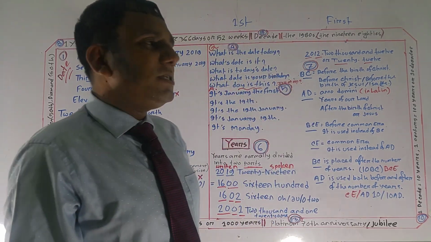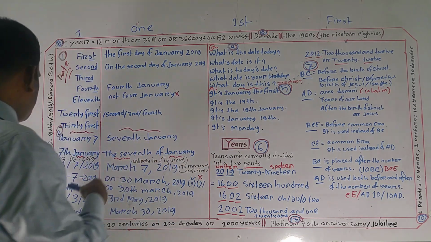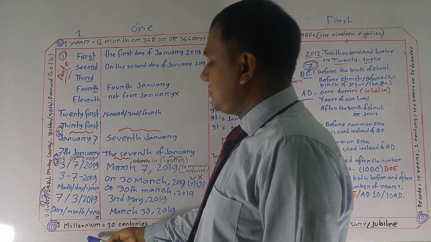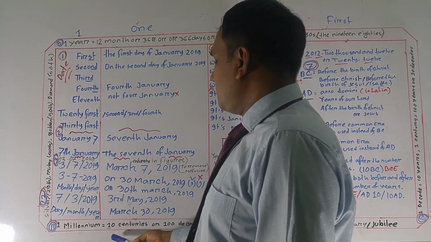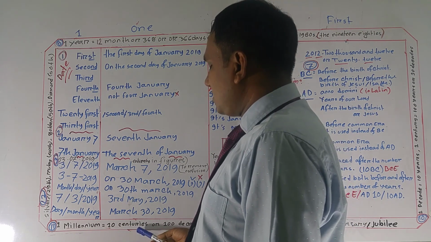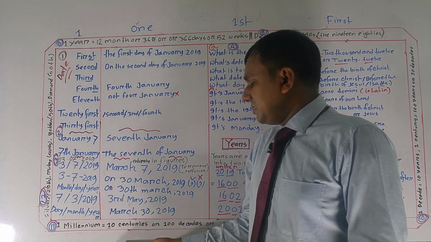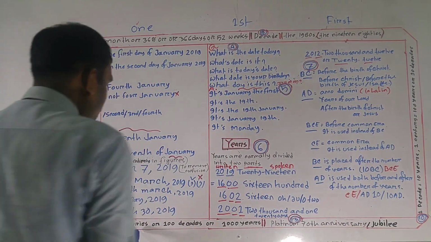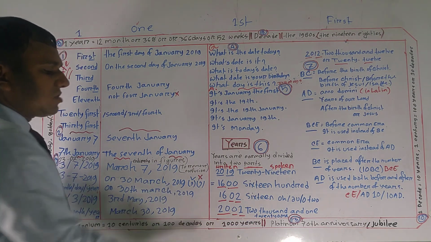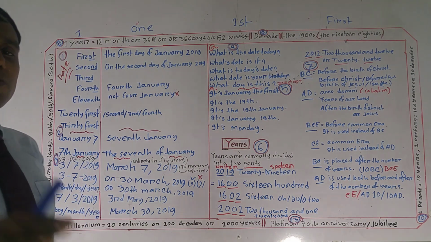And now we are going to talk about number 11. Here I have written 1 millennium. 1 millennium is relating to years. 1 millennium is 10 centuries. 1 century is 100 years, so 10 centuries make 1 millennium. 1 millennium is 100 decades, or 1000 years. 1000 years are in 1 millennium.